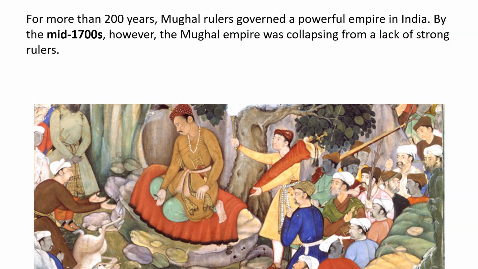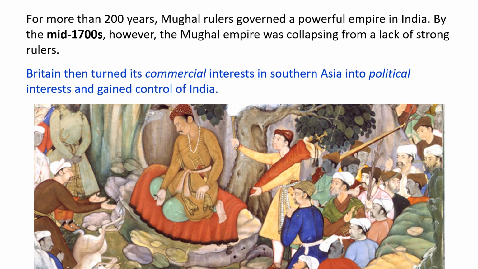So when we talk about India, we first have to revisit our friends, the Mughals. And remember, the Mughal, very powerful dynasty, Muslim dynasty in the majority Hindu India. Very powerful empire, very wealthy empire. As we've talked about before, by the middle of the 1700s, the Mughal Empire was definitely on its decline for any number of reasons, one of which was a continued lack of strong rulers. What Britain was able to do is turn what initially were commercial interests in this region into political interests and politically gain control of India.